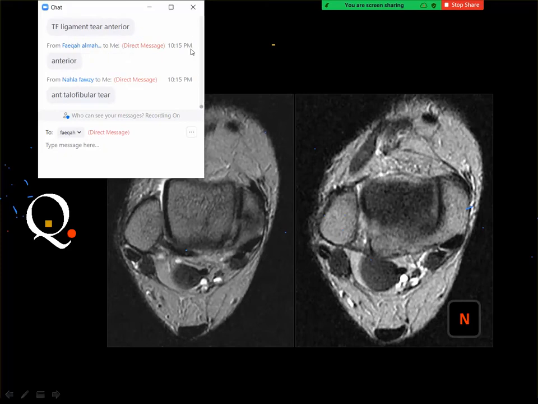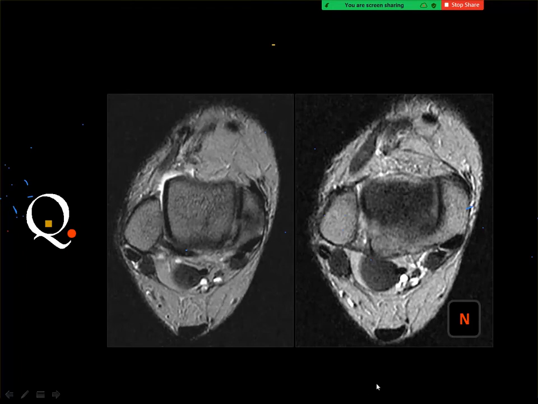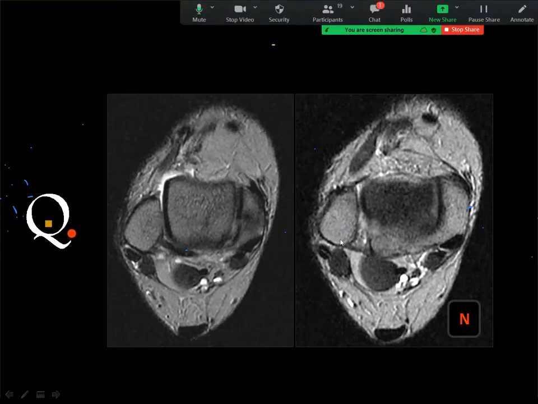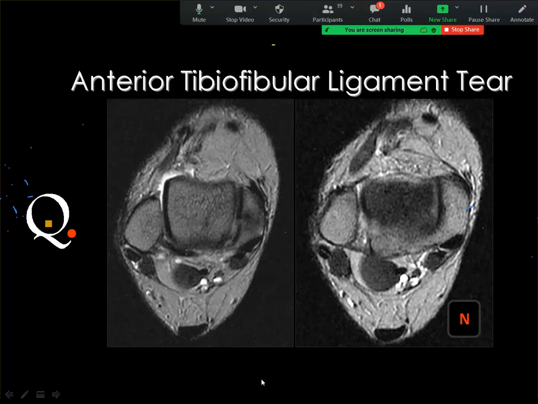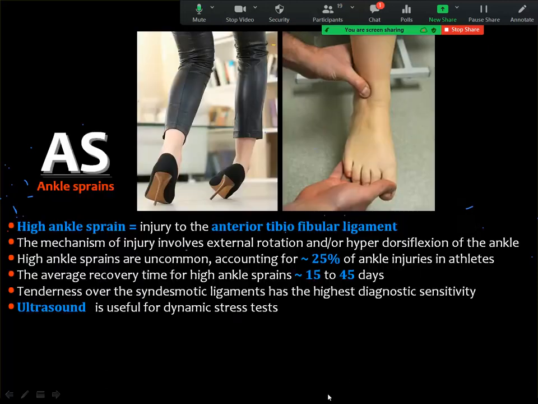Yes, they said that this is, some of the candidates said that this is talofibular, and others said that this is tibiofibular. The right answer is tibiofibular. This is the normal appearance of the anterior tibiofibular ligament, and this is the posterior tibiofibular ligament. And in this case, you got rupture of the anterior tibiofibular ligament with fluid signal at the site of the rupture. In the current literature, this is known as high ankle sprain.